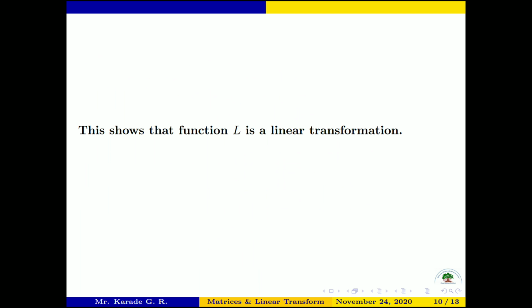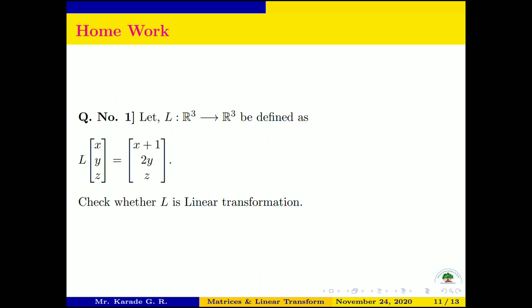Now let us take one homework for you. Question number 1. Let L from R3 to R3 be defined as L operating on a column matrix (X, Y, Z), and we get a column matrix (X plus Y, 2Y, Z). Check whether L is a linear transformation.